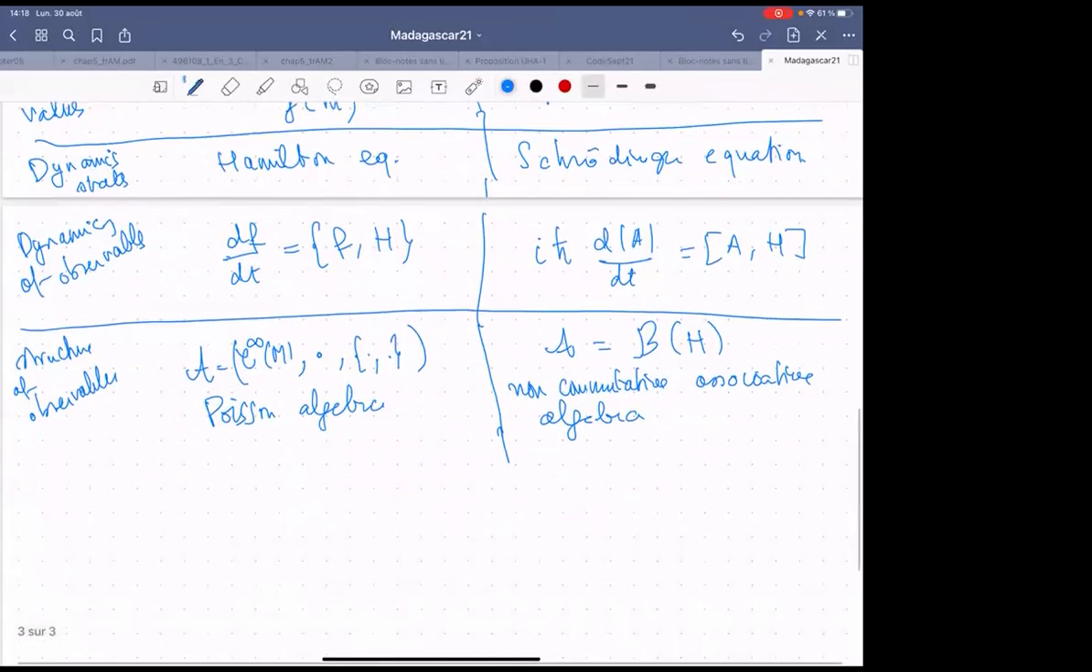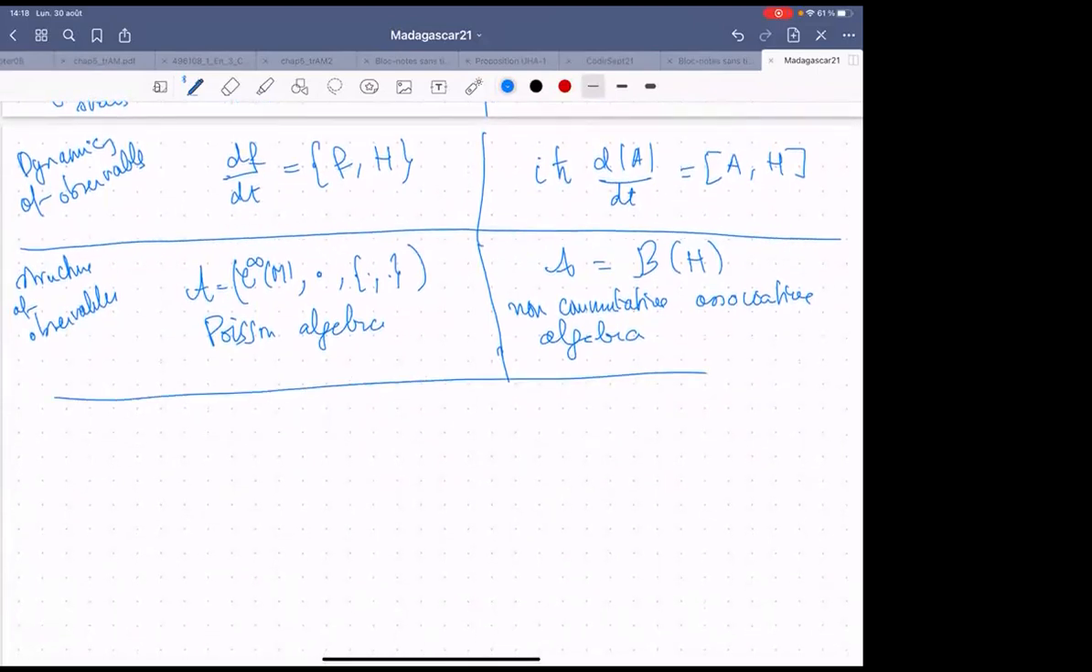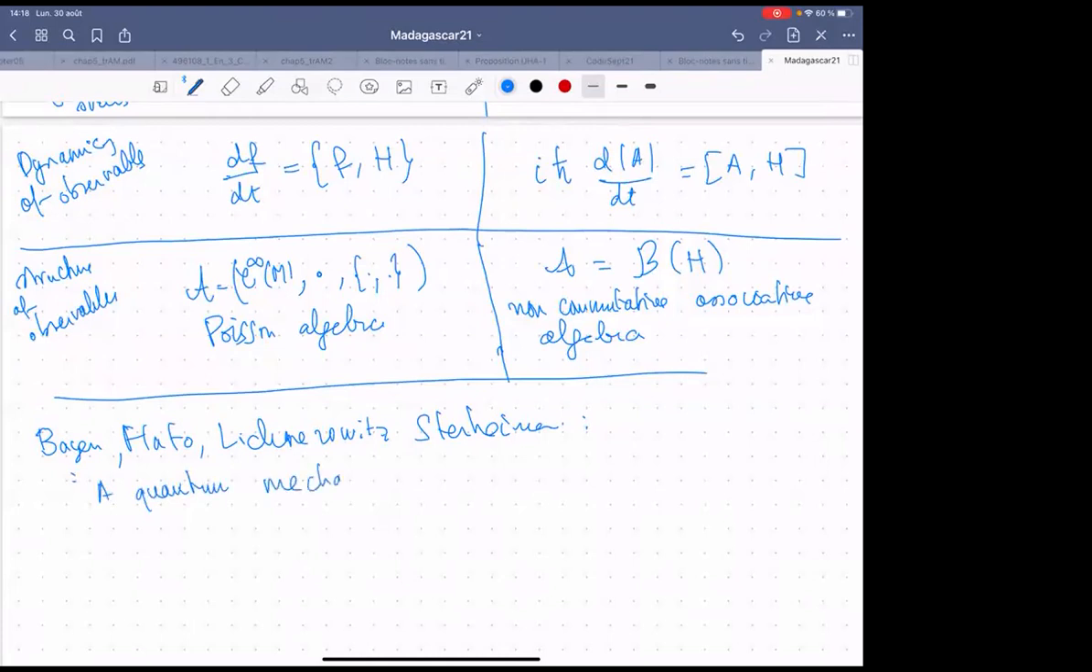Some research, mainly a paper by the Dijon School, by Bayen, Flato, Lichnerowicz, and Sternheimer, has this theory saying that quantum mechanics is a deformation of classical mechanics. And this is through a star product.